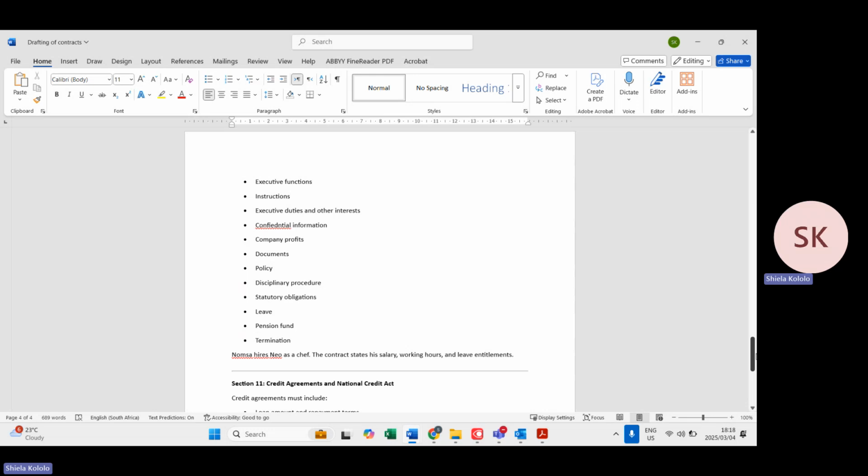And then documents, all documents of the company belong to the company and shall remain the property of the company. And then policies, you shall state that the policy of the company shall be followed.